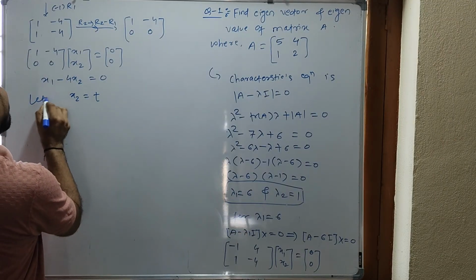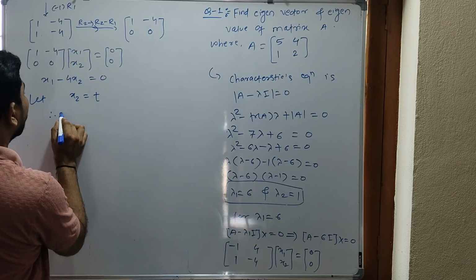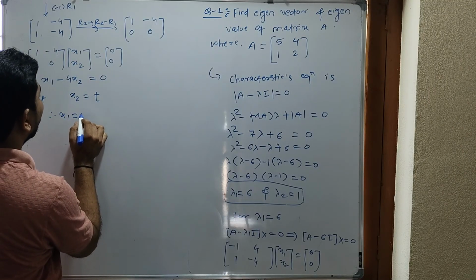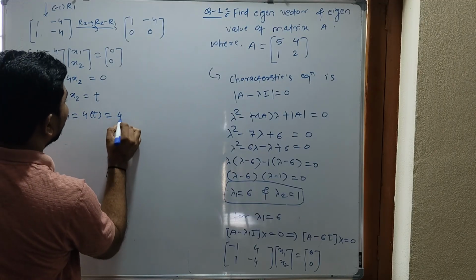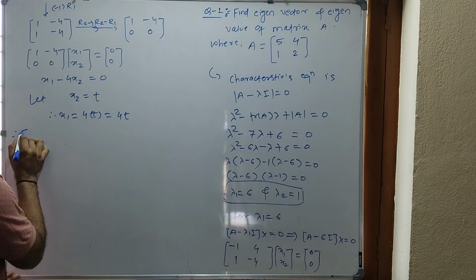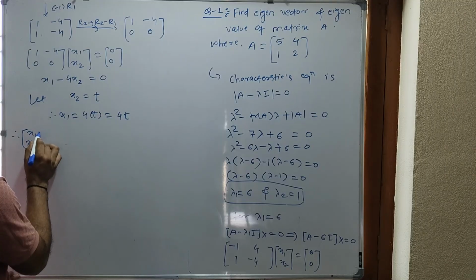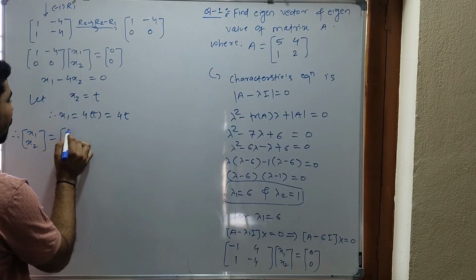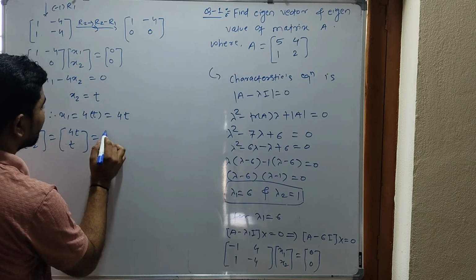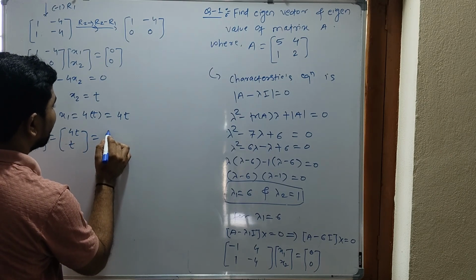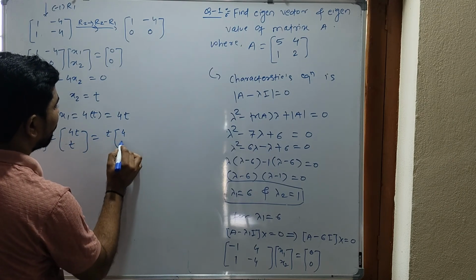t. So let x2 equal t. Therefore x1 equals 4 times x2, which is 4t. Therefore my vector x1 comma x2 is 4t and t. So this is the same as taking t common: t times the vector 4 comma 1.